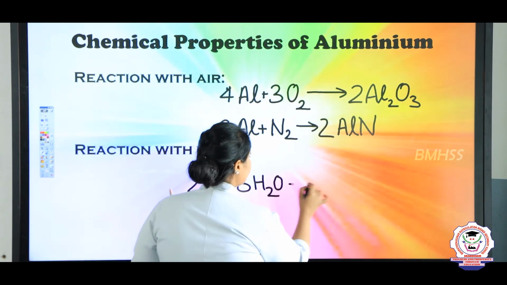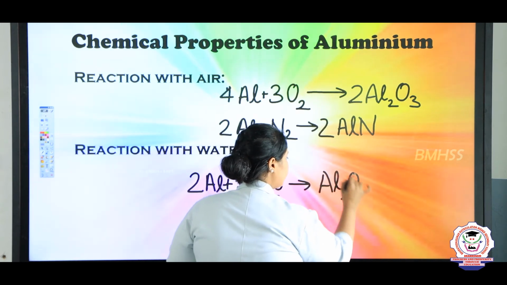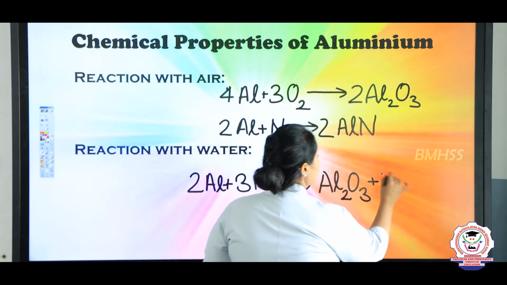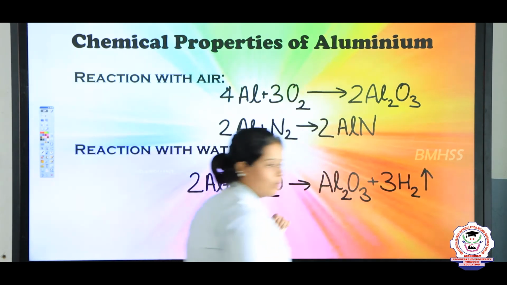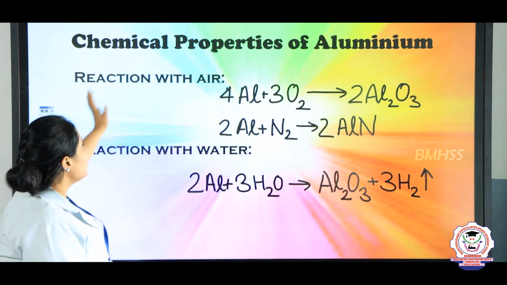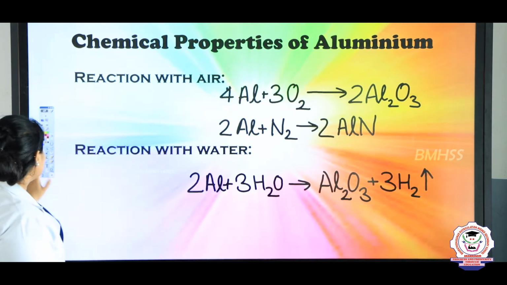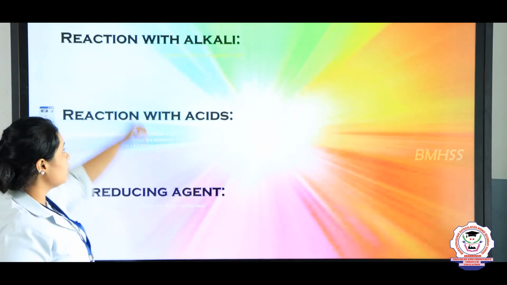When you do the reaction, you will get Al2O3, which is alumina, plus 3 molecules of H2 in the gas form. So this is how the reaction is done. In the same way, you can see that these are very easy reactions. Okay. Now let's go to the second reaction. Here you can see how the reaction will happen with an alkali.